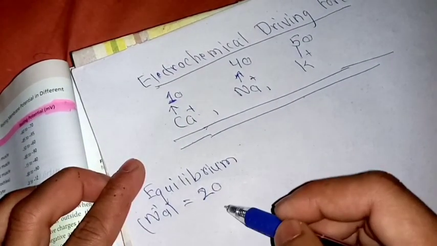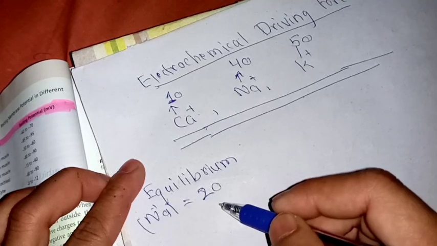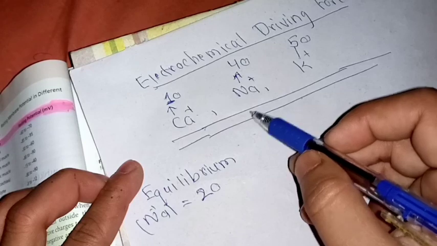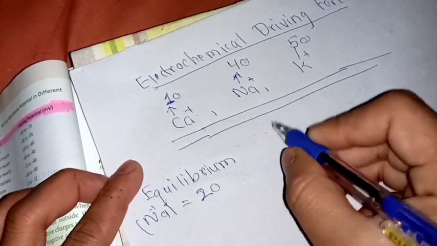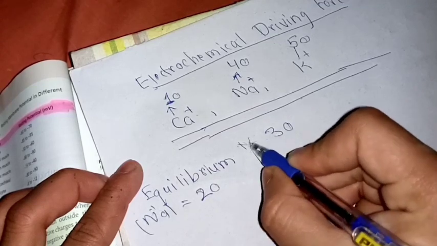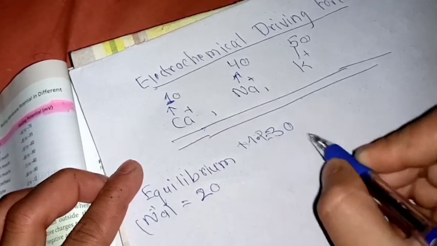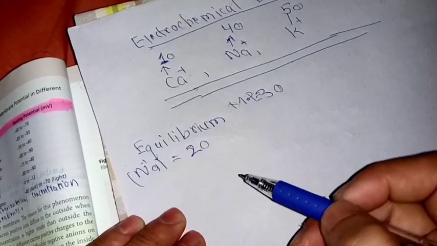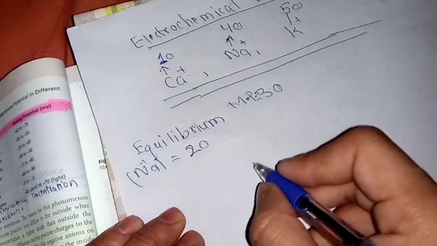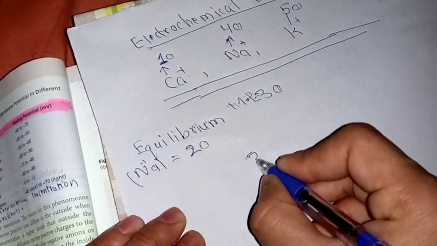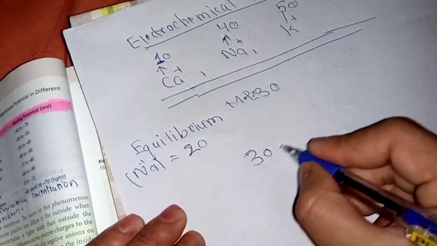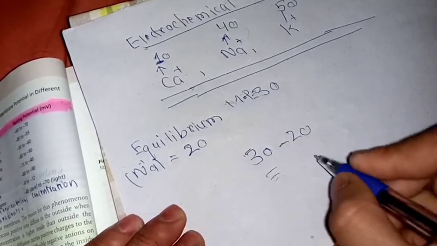For example, if the equilibrium potential for the sodium is 20, and the membrane potential at which the sodium has contributed is, for example, 30. So this is the membrane potential of sodium. Now how can we calculate the electrochemical driving force for the sodium? We will subtract the equilibrium potential, 20, from the membrane potential, 30. So how many units does it come to?